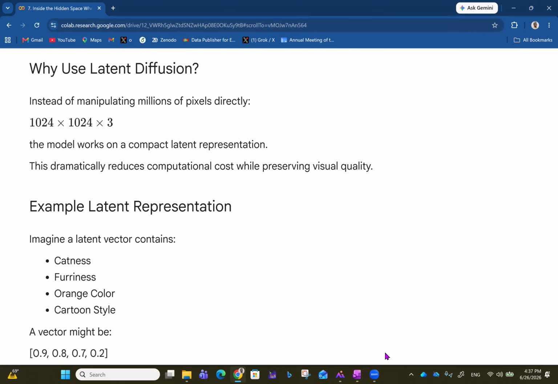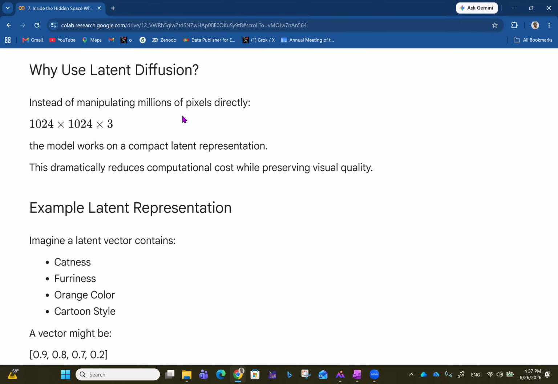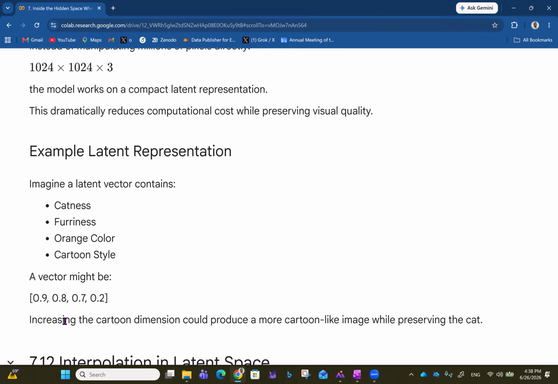Now the question is, why use latent diffusion? Instead of manipulating millions of pixels directly, like 1024 by 1024 by 3, the model works on a compact latent representation. This dramatically reduces computational cost while preserving visual quality. As an example of latent representation, imagine a latent vector contains catness, furriness, orange color, cartoon style. Then the vector might be 0.9, 0.8, 0.2, 0.7, 0.2. Increasing the cartoon dimension could produce a more cartoon-like image while preserving the cat.